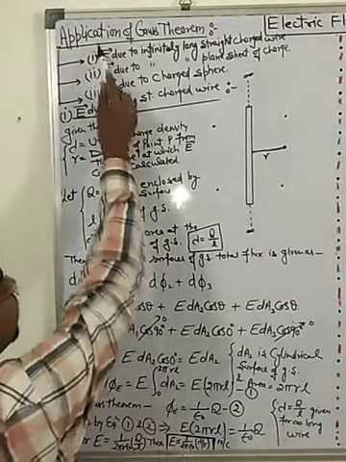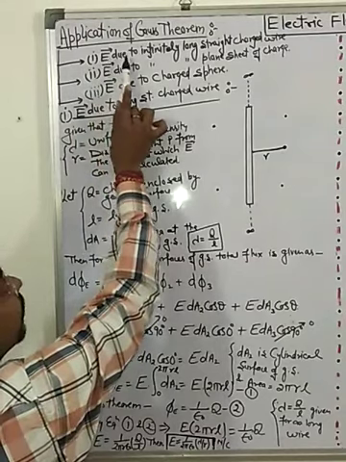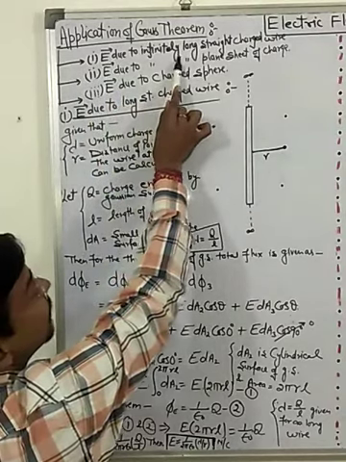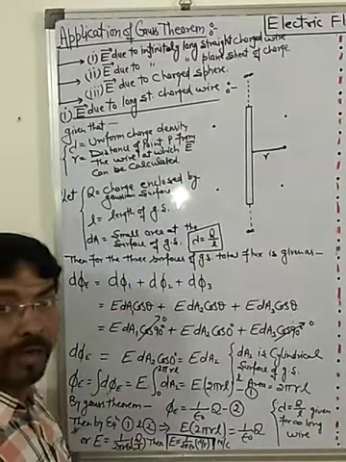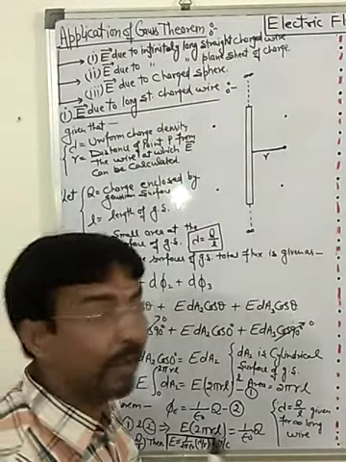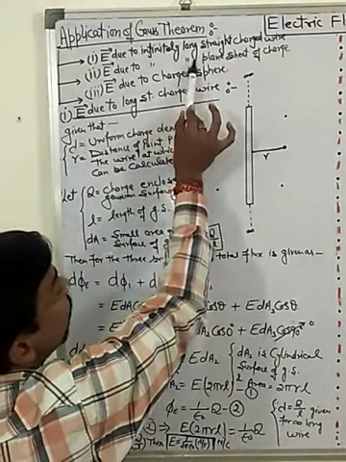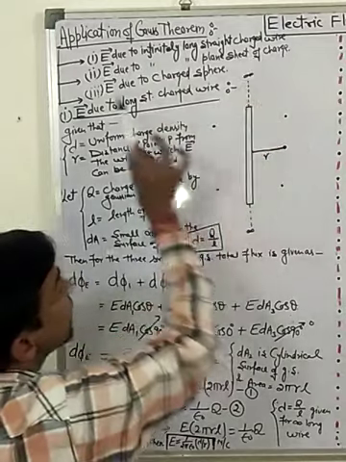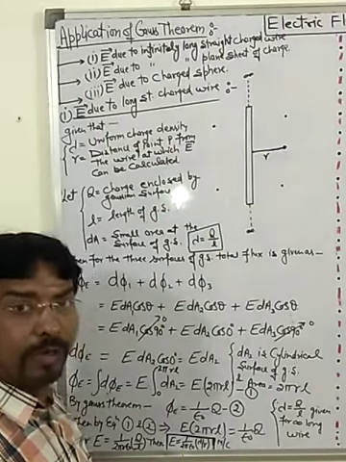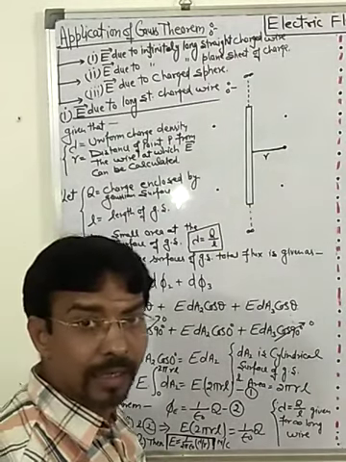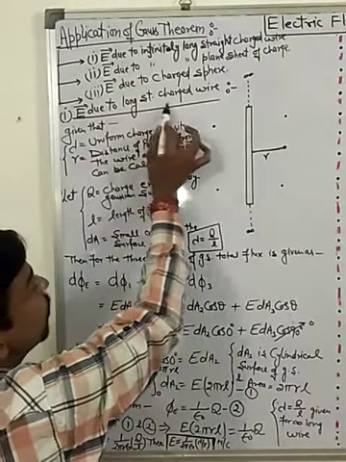First of all, there are three different applications. The first application is the electric field due to an infinitely long straight charged wire. The second is the electric field due to an infinitely long plane sheet of charge, as well as the electric field due to a charged sphere, which has a particular size and shape. First of all, we will discuss the electric field intensity due to a long straight charged wire.